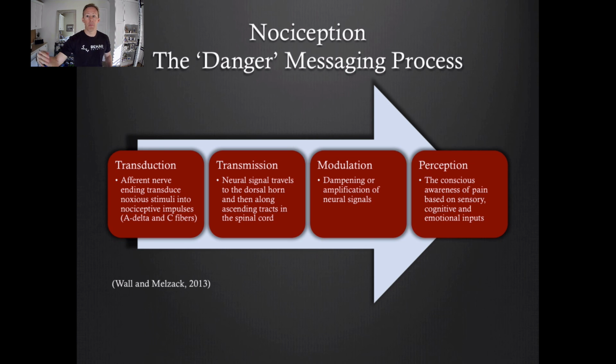And then perception is the final stage. So this is the conscious awareness of pain based on sensory, cognitive, and emotional inputs, just like we saw in the Neuromatrix. All these different inputs that can come in can be a part of the pain experience. Again, this is why we need to think about all these factors when people have pain. Not just their body and the sensory inputs, but what do they think about pain? What are the emotions going on associated with it? We need to listen and pay attention to all of these and help them be in tune with all of them.